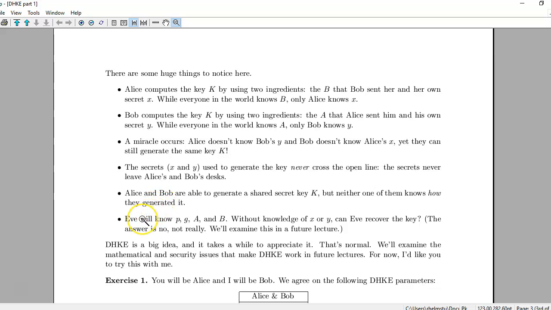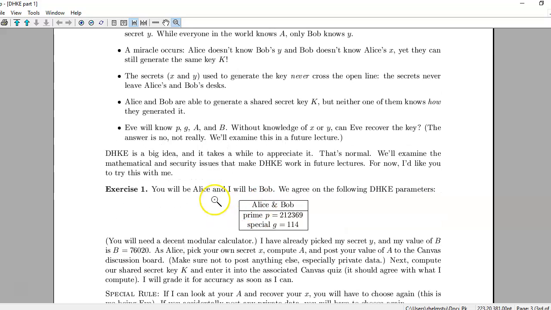What does Eve know in all this? Eve knows the public prime P, the public special element G, and she knows A and B that were passed over the line by Alice and Bob respectively, right? But she doesn't know X or Y. And the big question is, without that knowledge of X or Y, can Eve get the key? You hope not, right? And the answer is no, she can't, not really. And we'll have to look at this in a future lecture. It's not obvious. You're not supposed to understand this yet. It is not obvious why Eve cannot do some other fancy math and get the key. That's not clear, okay? So you're going to have to read this a few times to really get it. It's hard to think about, but it's worthwhile.